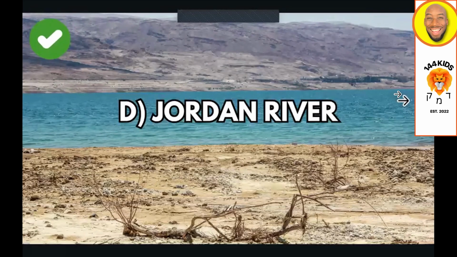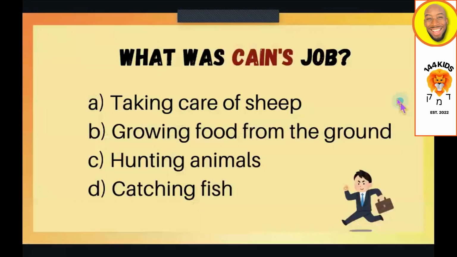If it did, it'd be a very easy way to find the Garden of Eden, right? All right. Next question. What was Cain's job? A, was he taking care of the sheep? B, growing food from the ground? C, was he hunting animals? Or D, was he catching fish?